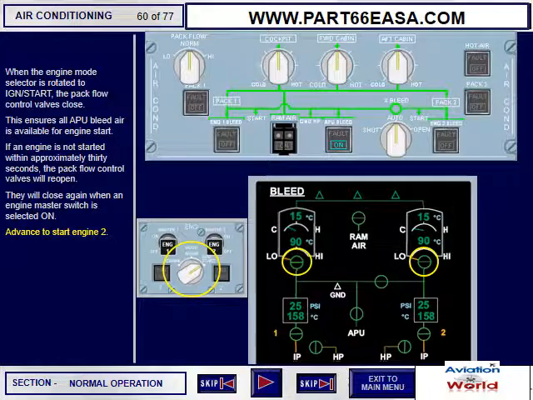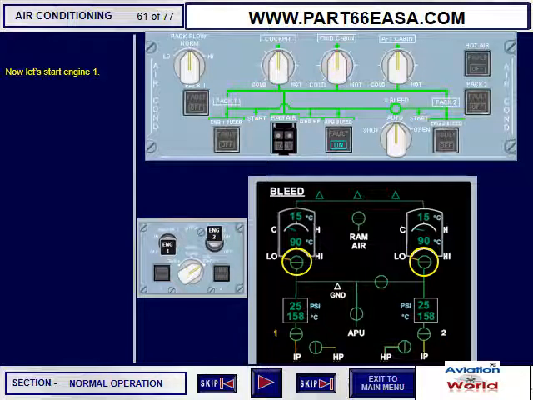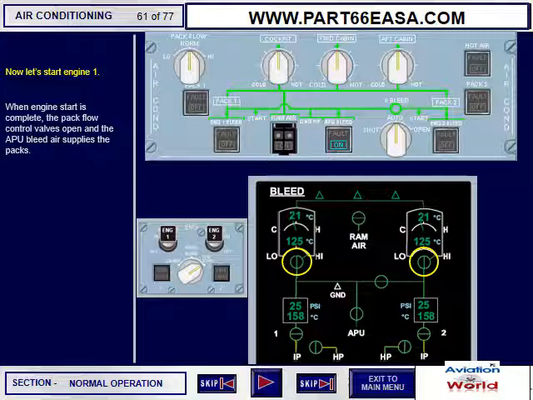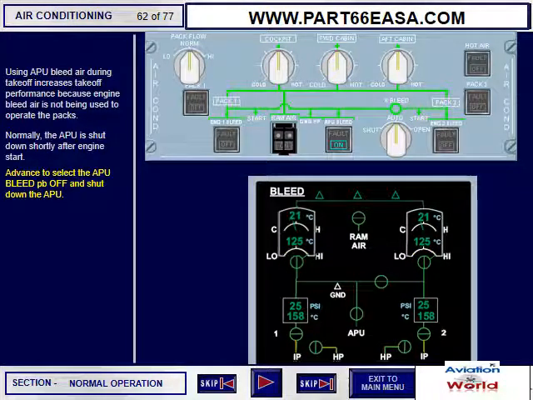They will close again when an engine master switch is selected on. Advance to start engine 2. Now let's start engine 1. When engine start is complete, the pack flow control valves open and the APU bleed air supplies the packs. Using APU bleed air during takeoff increases takeoff performance because engine bleed air is not being used to operate the packs. Normally, the APU is shut down shortly after engine start.